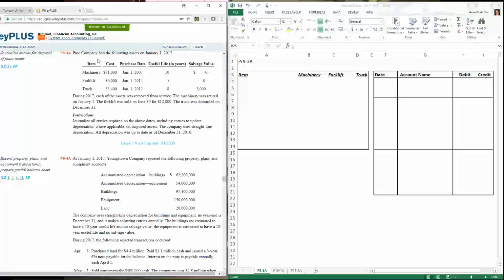We have Pine Company that has the following assets on Jan 1st, 2017. They have a machine, a forklift, and a truck. They had purchased the machine on Jan 1st, 2007 for $71,000. The useful life is 10 years and salvage value is 0. They have a forklift and a truck. They're giving us information about those two assets as well.